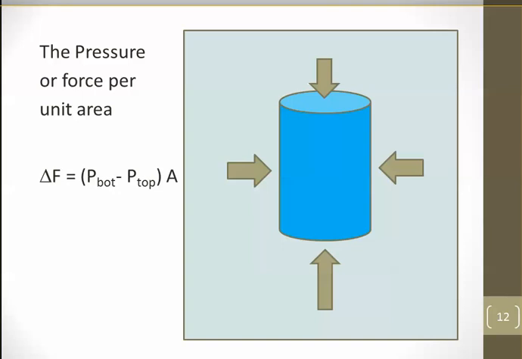So the buoyant force is going to be equal to the difference in pressure between the top and the bottom of the object times the area on which that pressure is exerted. Now the pressure there is simply going to be the mass per unit volume, or the density, times the gravitational acceleration times the depth in the water. Notice that this is going to have units of force per unit area, or pressure.